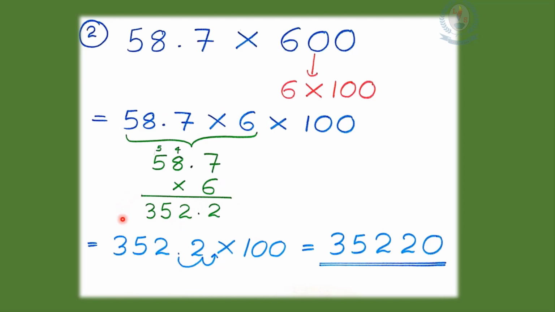352.2. But this is not the correct answer. Why is that? Because we have to multiply this answer by 100 further. Right? So we have to take this decimal place to the right-hand side by 2 digits, since we have to multiply by 100. So the answer is 35,220.